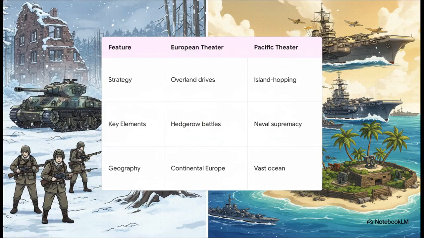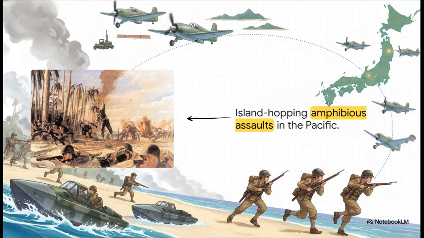In the Pacific, the U.S. strategy relied heavily on grueling, island-hopping amphibious assaults. Troops would hit the beaches, fight fiercely just to secure a tiny airstrip, and then literally leapfrog to the next target.